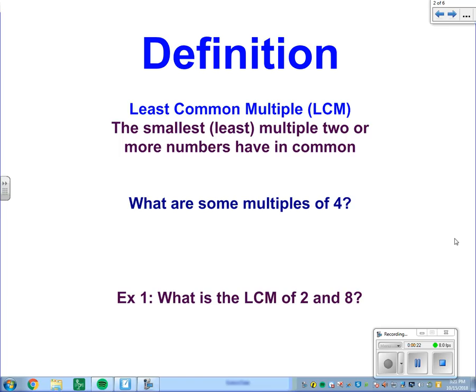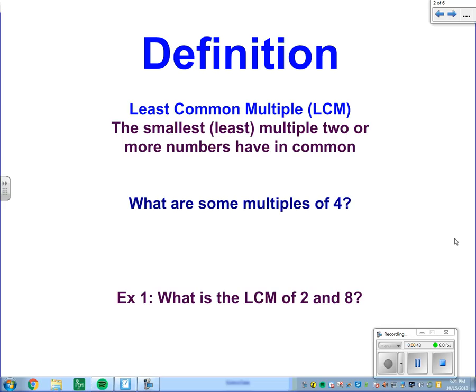We are going to need to know how to find the least common multiples when we get to chapter 3 and we start solving systems by elimination. We need to be able to instantly look at two numbers and say, the least common multiple is 8, or the least common multiple is 12.